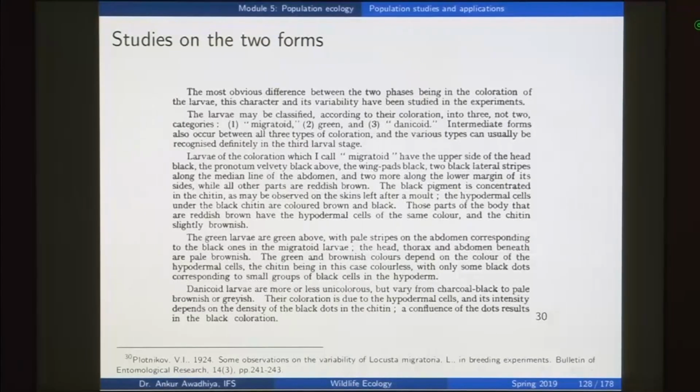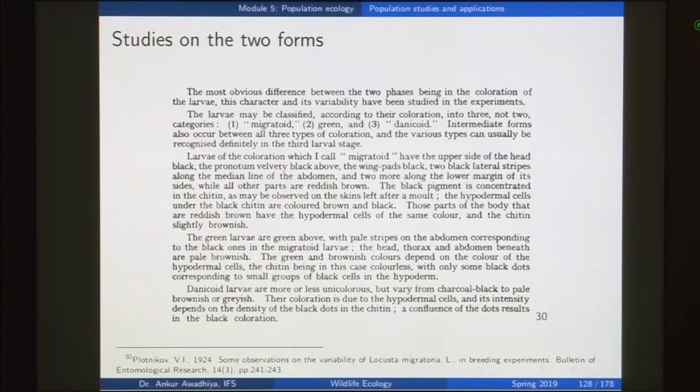So, people started looking at these differences, and for a very long period the scientists were completely perplexed. What is happening? We do not see these dark colored animals for 15-20 years, and then they come up again in a jiffy. But then when people started doing the population studies, we have this person by the name of Plotnikov, and he started looking at these two different forms, and he started looking at the larvae of these. This is an extract from his paper, and he writes, the most obvious difference between the two phases being in the coloration of the larvae.